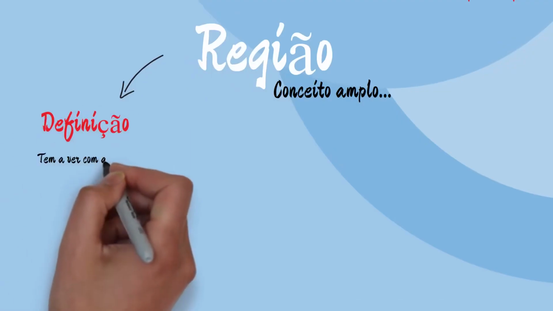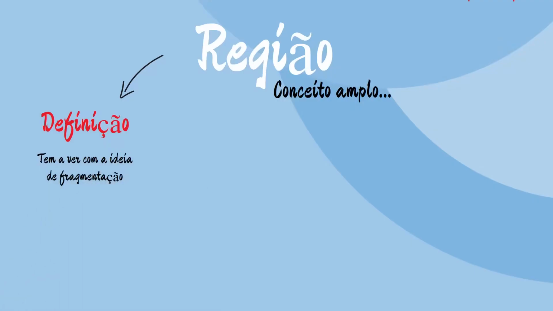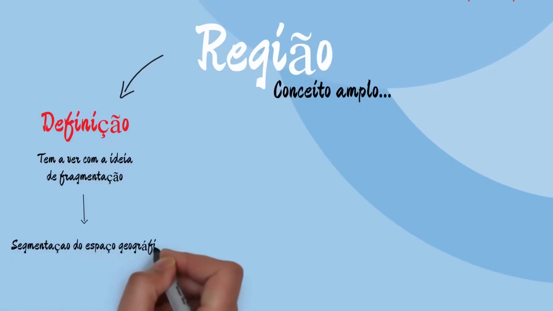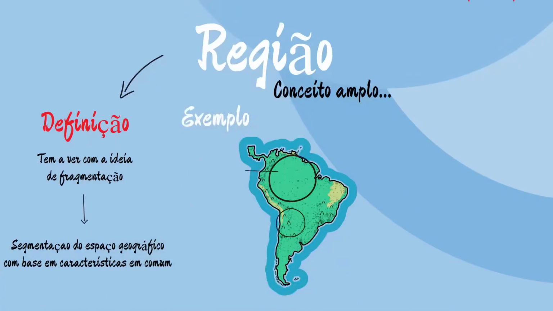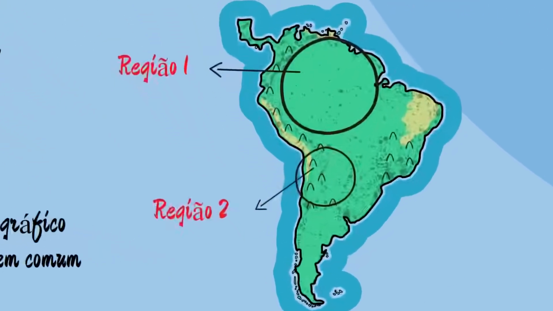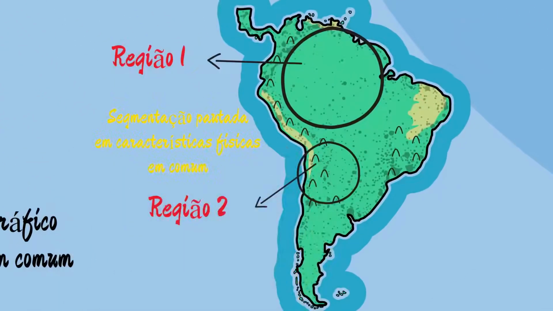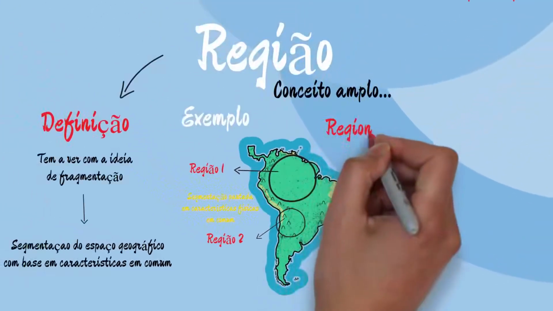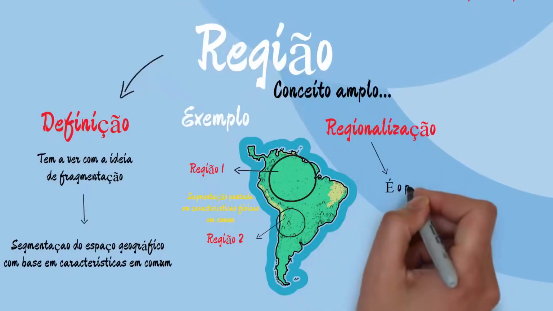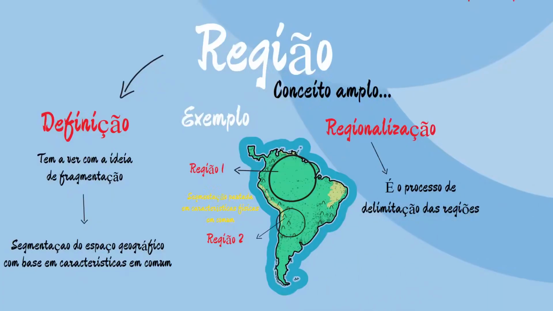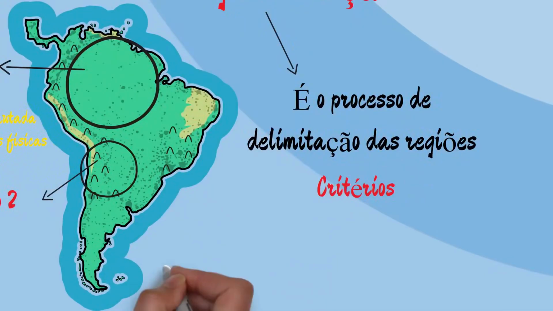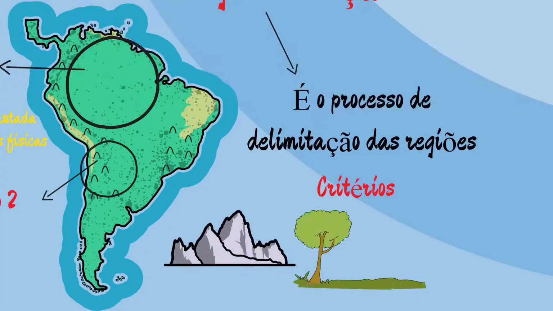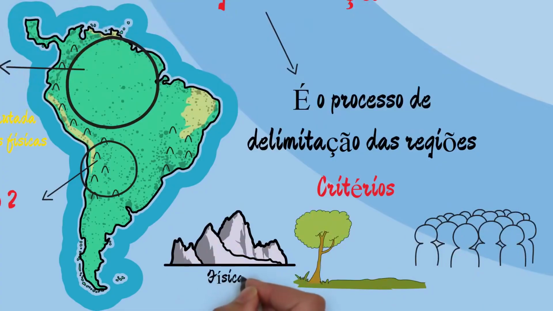Well, the concept of region has to do with the idea of fragmentation, of segmenting geographic space based on characteristics that this space has in common. The internal elements of a region may not be identical, but they are very similar, especially when compared to the elements of other regions. And the process that gives rise to the segmentation, that creates the regions themselves, is the process of regionalization. Well, it's very important to say that regions are defined based on specific criteria and objectives. They can be defined by taking into consideration the natural, political, economic, and social characteristics of the geographic space.